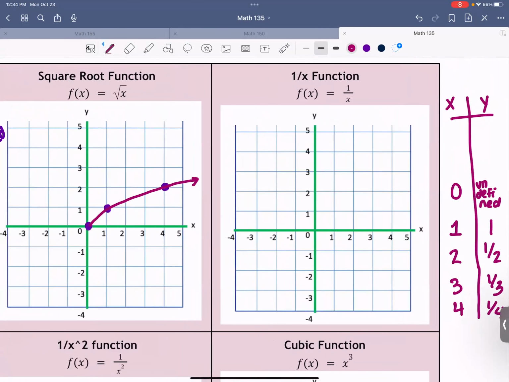So if I were to draw just that part of the graph, well, I have 1, 1, right? I have 2 comma a half. I have 3 comma a third. I have 4 comma a fourth. 5 comma a fifth. Do you think I'm ever gonna reach 0 here? No, right? When x is a billion, it's gonna be 1 over a billion. It's gonna get closer and closer and closer to the x-axis, but it's never actually going to touch the x-axis.